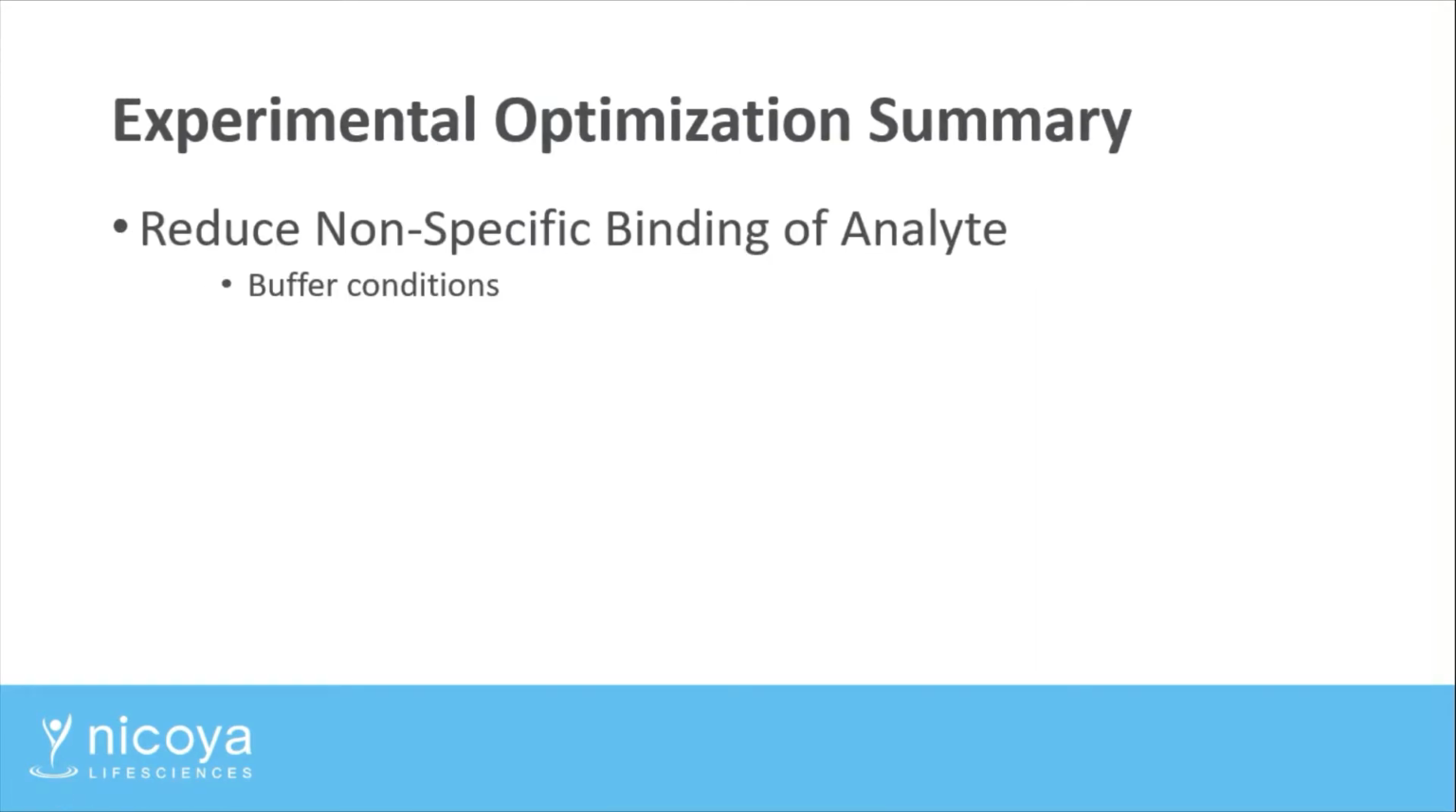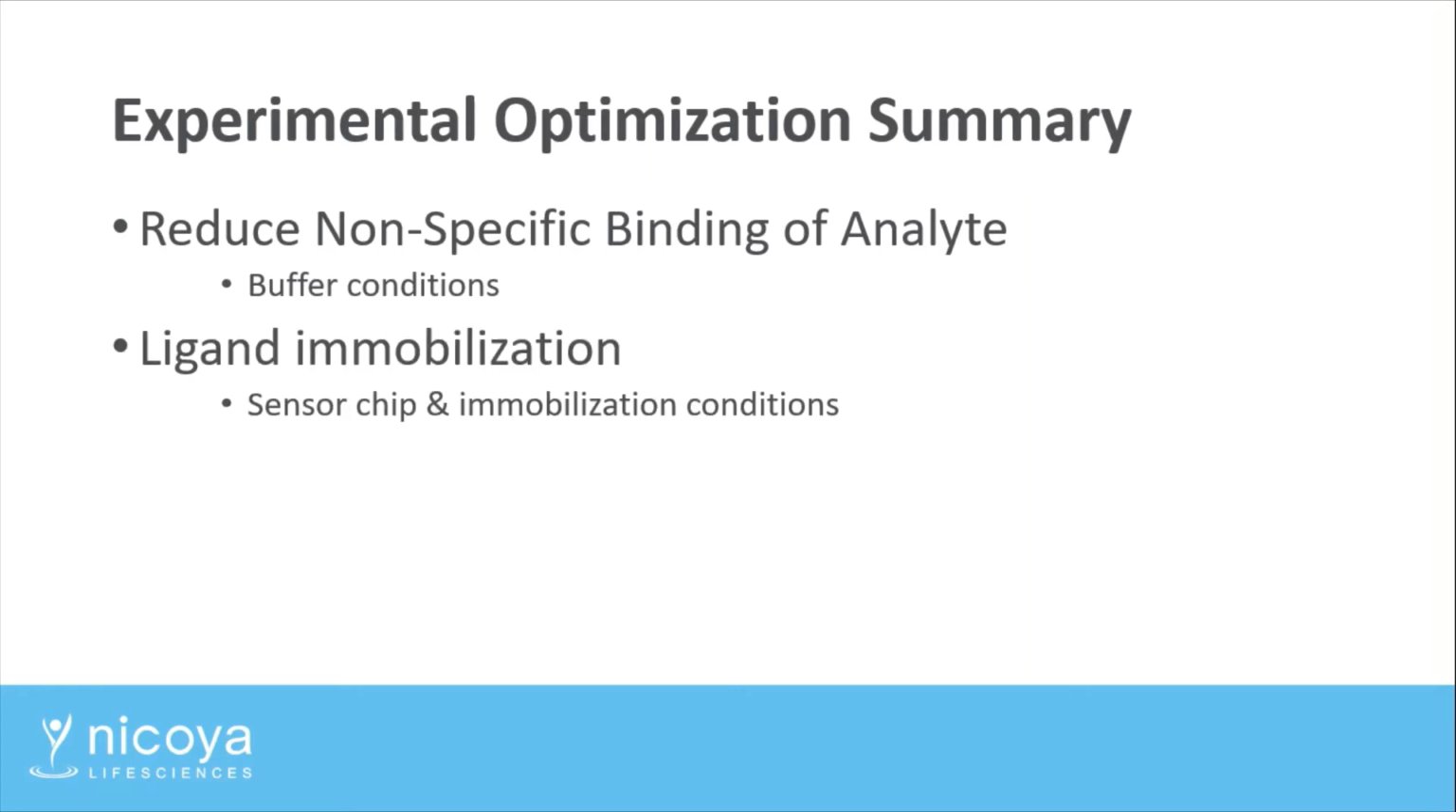We have now discussed the 4 main areas in the experiment that may require some optimization for your binding system. The first area we looked at was the non-specific binding, and this will involve optimizing your running buffer with different additives. The second area would be the ligand immobilization step, and this will be specific to the sensor chemistry that you are using for your binding system, and you may need to optimize this step to obtain a desired immobilization level.